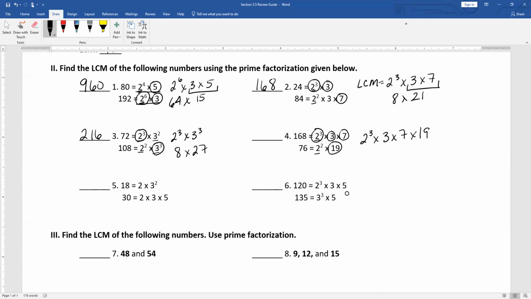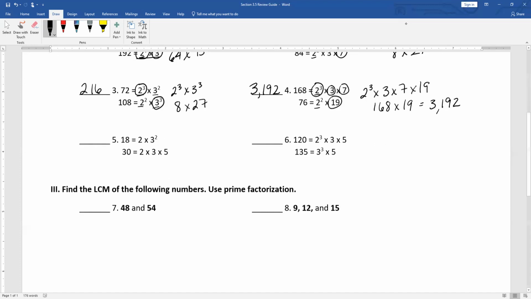Now, if you look up at number 2, you see that we already have the first part, 2 cubed times 3 times 7, we already know is 168. So this is 168 times 19. And when you do the math for that one, you find that it is 3,192. And that is the smallest number that both 168 and 76 will divide evenly into.